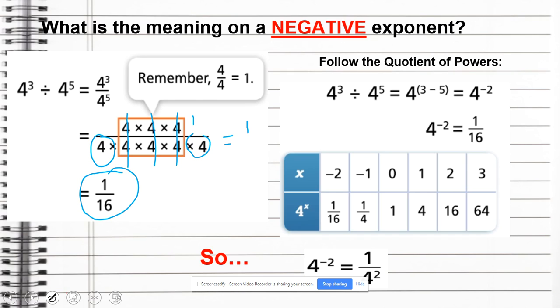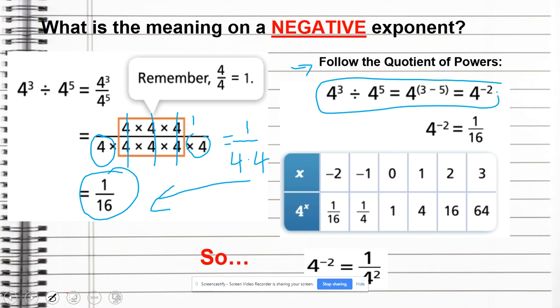So this essentially becomes 1 over 4 times 4, which gives me 1/16. So if we follow the quotient of power rules, 4 to the 3rd divided by 4 to the 5th equals 4 to the (3 minus 5), which equals 4 to the negative 2nd. This right here is equivalent to what we just talked about over here. We're left with 4 to the negative 2nd.